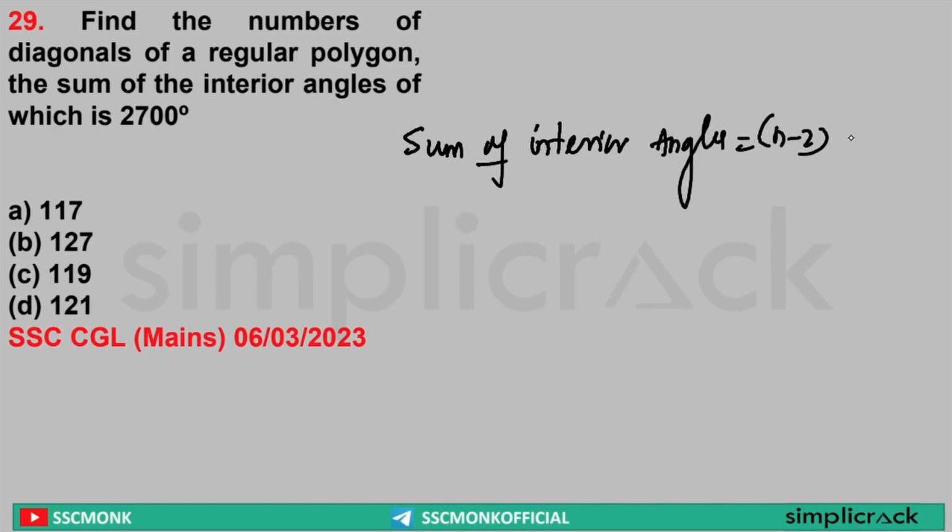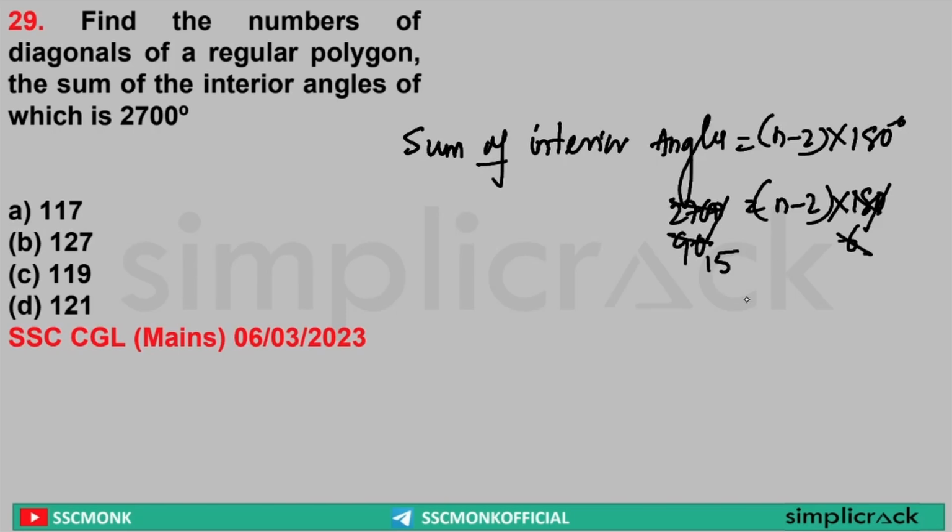(n minus 2) into 180 degree. So here (n minus 2), unknown, multiplied by 180 degree is equal to 2700. Dividing, 180 into 15 is 2700, so n minus 2 is 15, n is equal to 15 plus 2, that is 17. So if 17 is the number of sides, the number of diagonals is equal to 17 into 14 by 2. 2 7s are 14, so 17 into 7 is equal to 119.